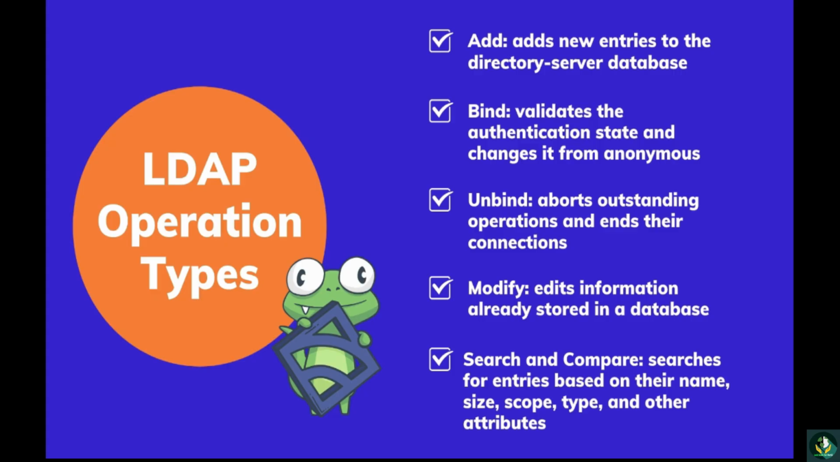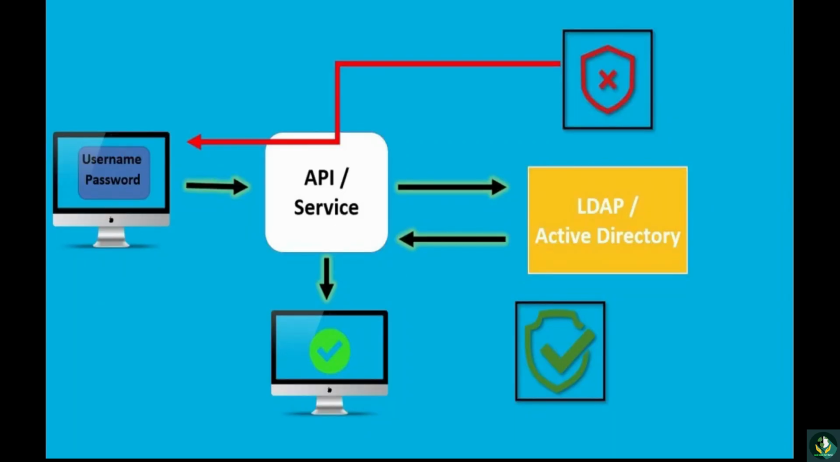So, the LDAP operation types: add adds a new entry to the directory server database; bind validates the authentication state and changes it; unbind aborts outstanding operations and ends their connections; modify changes information already stored in the database; search and compare search for entries based on their name, size, scope, type, and attributes.